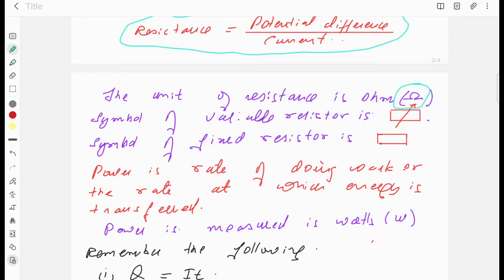Symbol of variable resistor is this. There is a rectangle and the arrow is over there. Symbol of fixed resistor is this, a simple rectangle.